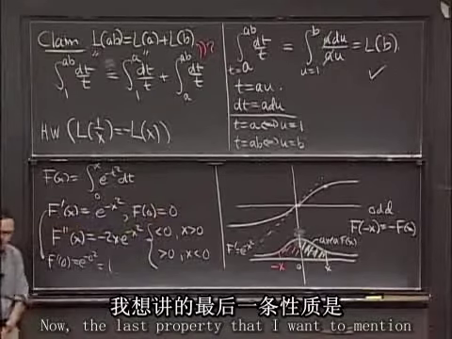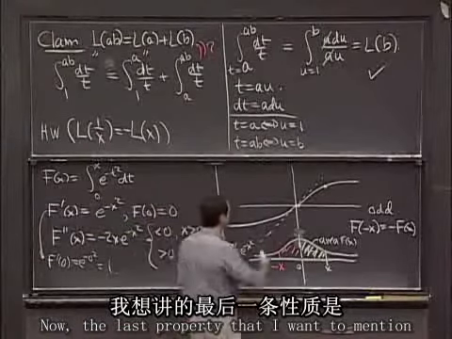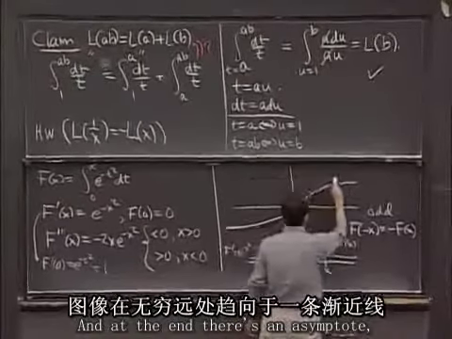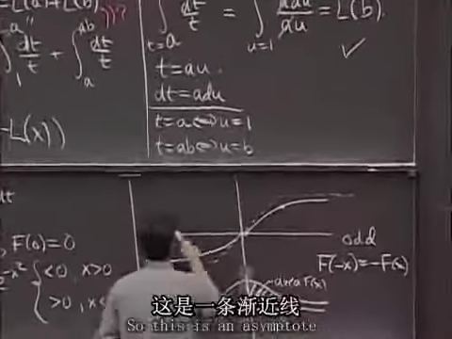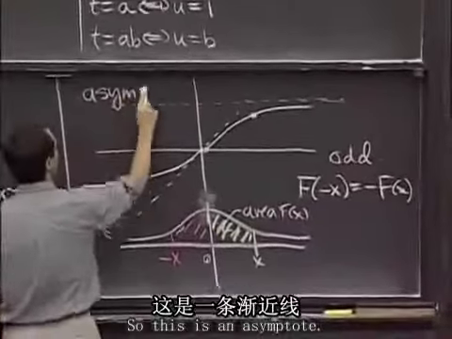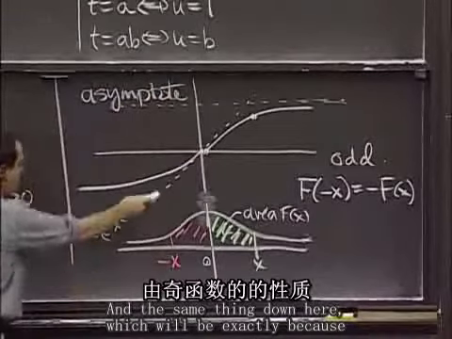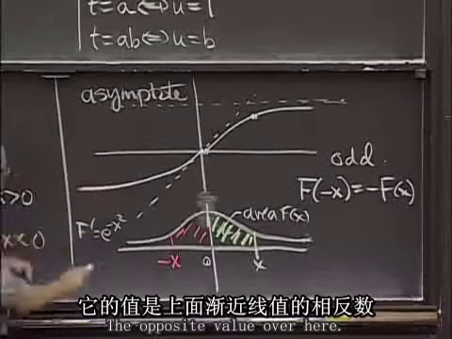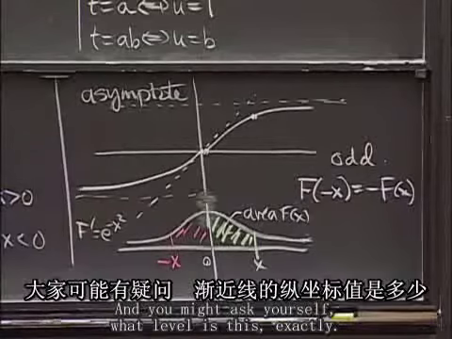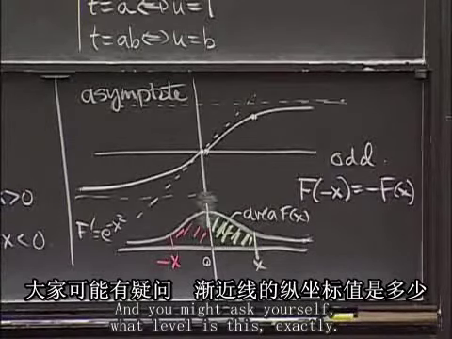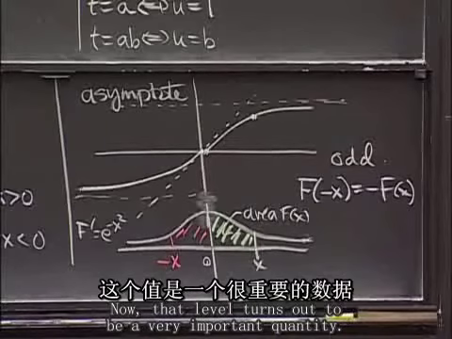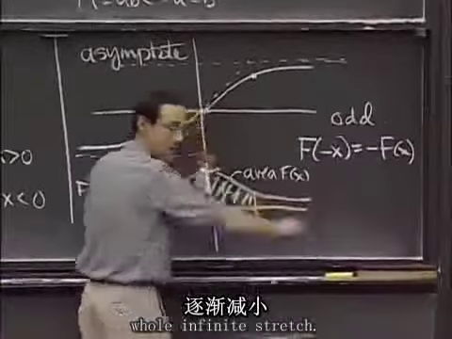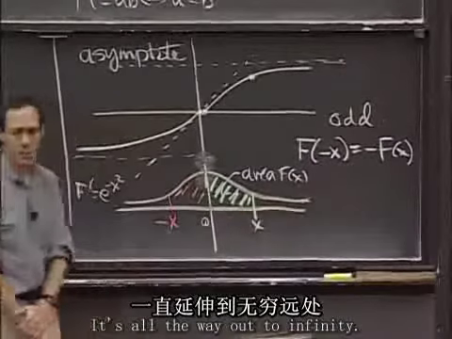Now, the last property that I want to mention is what's happening with the ends. And at the end, there's an asymptote. There's a limit here. So this is an asymptote. And the same thing down here, which, because of the odd feature, will be exactly negative, the opposite value over here. And you might ask yourself, what level is this exactly? Now, that level turns out to be a very important quantity. It's interpreted down here as the area under this whole infinite stretch. It's all the way out to infinity.